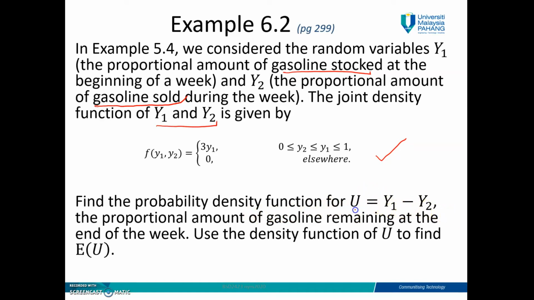So this is the function U, the proportional amount of gasoline remaining at the end of the week. So Y1 minus Y2 is the balance, because Y1 is the gasoline stock, and then you minus the gasoline sold. So you can see how much gasoline is left. So use the density function of U to find the expected value of U. If you look here, we want to find the small f(u). That's the first thing that you must know how to find, and then by using that you will find the expected value of U.